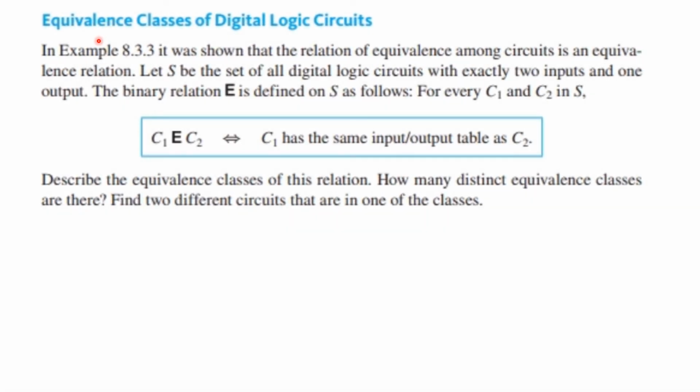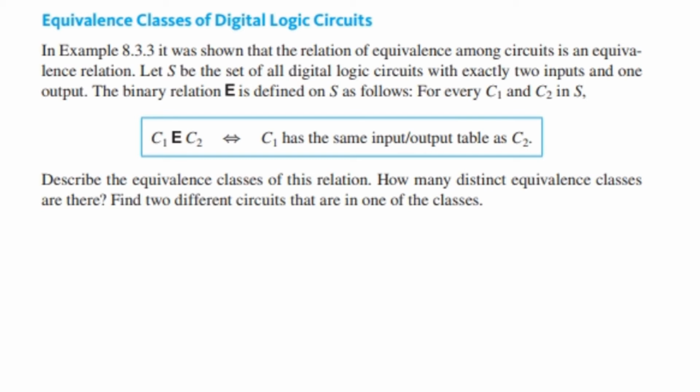Let's return to that example we talked about, the equivalence classes of digital logic circuits. Remember, we showed that this was an equivalence relationship. Circuit C1 is equivalent to circuit C2 if C1 has the same input-output table as C2. That means that they work the same way. And so that's what this is. How many distinct equivalence classes are there? And find two different circuits that are in one of these equivalence classes.